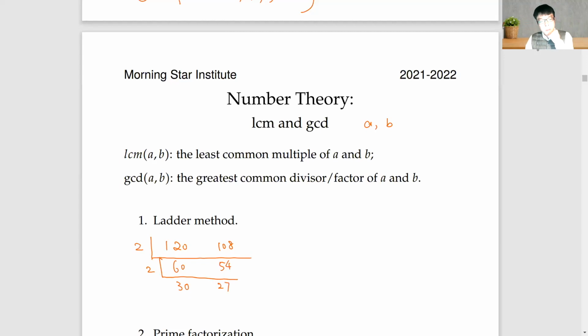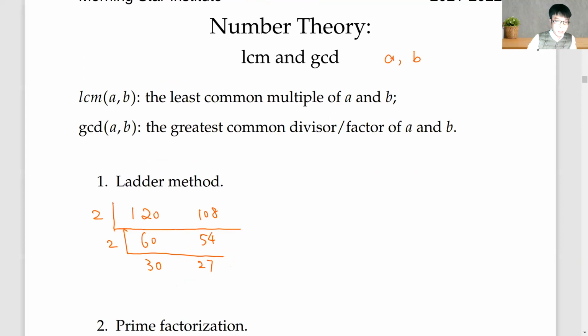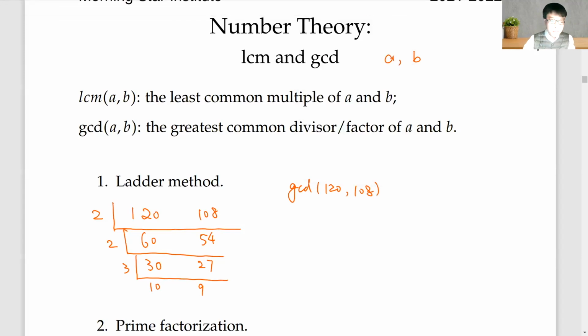Next, we don't have 2 anymore because 27 is an odd number. So we should check the next prime number, which is 3. Okay, 3. Let's check 3. Yes, 3 works. If you divide by 3, you get 10 and 9. And 9 and 10, they don't share any common divisor larger than 1. So we stop here. So what's the GCD? For GCD of 120 and 108, we basically multiply the numbers on the left.